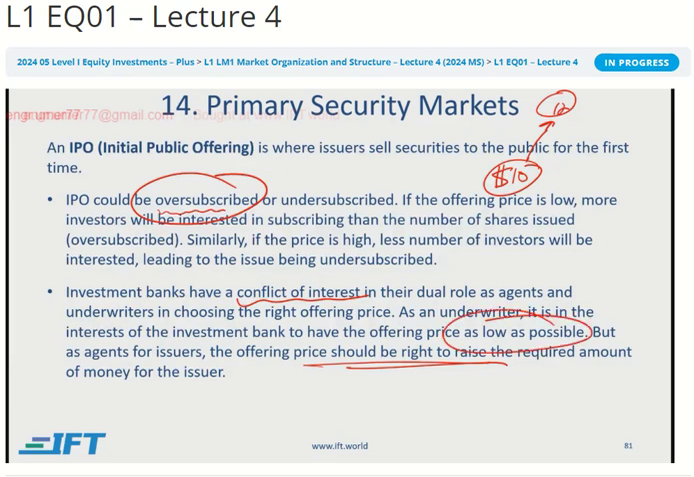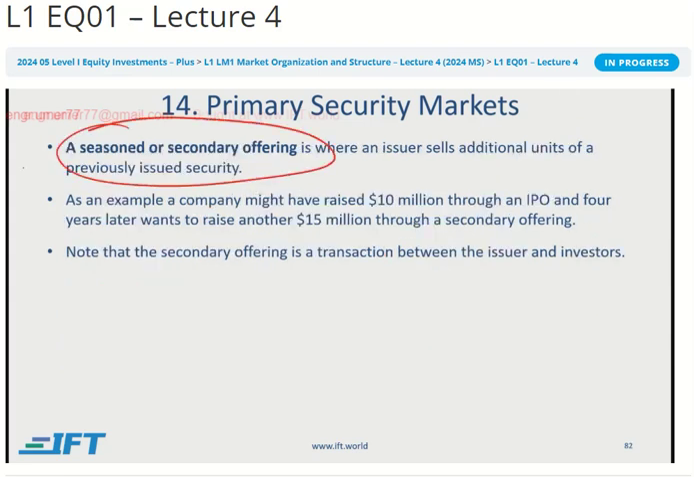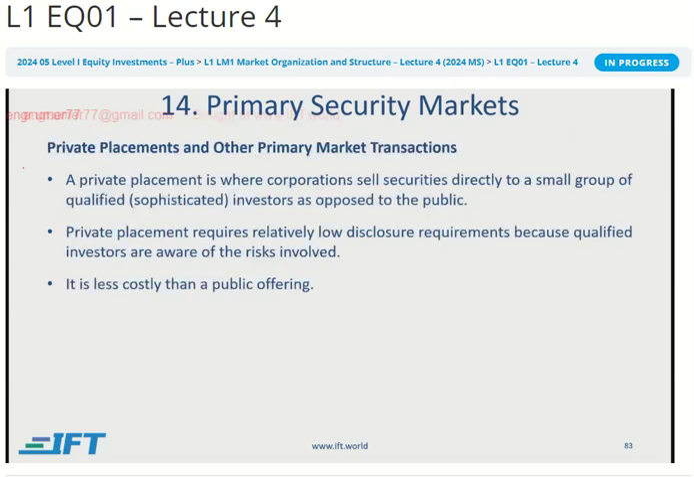So there is a conflict of interest in this entire thing, but it is what it is. Of course, IPO is the first time. If a company wants to do some more offerings, they can do seasoned or secondary offerings. Now, if you don't want to get an investment bank involved because it's too expensive, or you just want to save fees on that, then what you could do is a private placement.